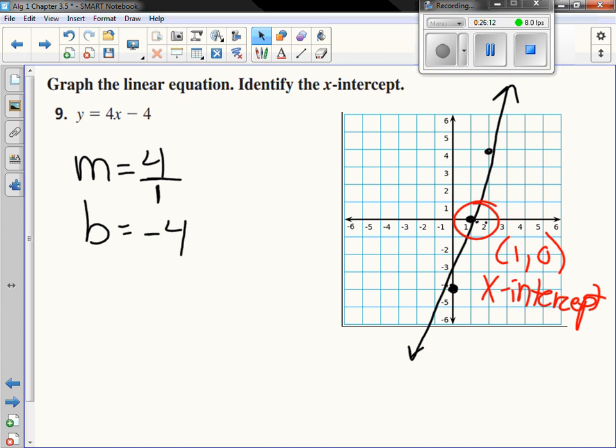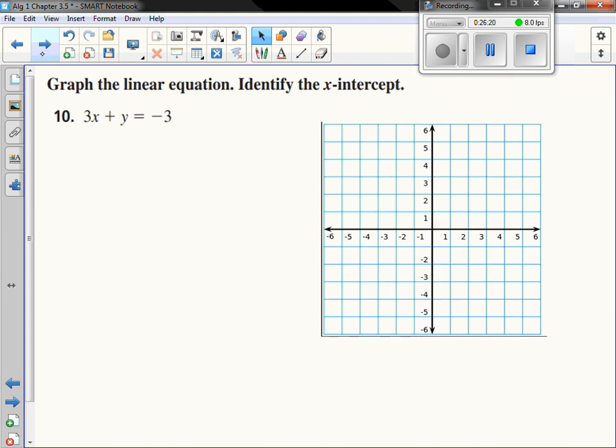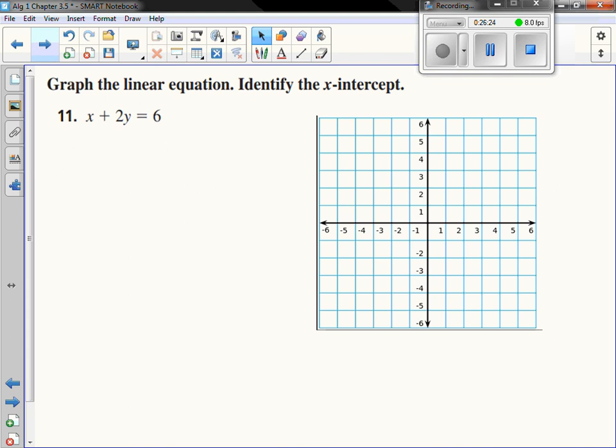Any questions on any of this here? Any questions on anything we've done so far? Let's look at this one here. I think this might be the last one, isn't it?